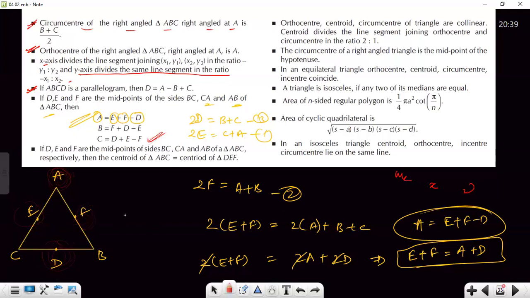Right. So this is how we can develop that. This diagram will help you clearly remember, but just remember one thing, the midpoints that are nearer, their sum will be considered and subtracted by the midpoint that is opposite. So this is how we can represent and find out the vertices of a triangle if three midpoints are given. E, F, D, all are midpoints.